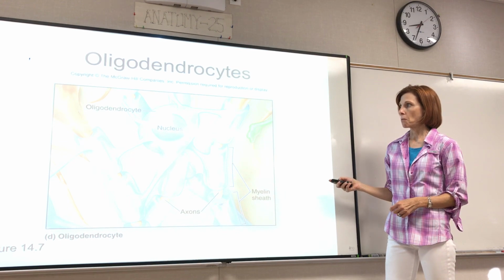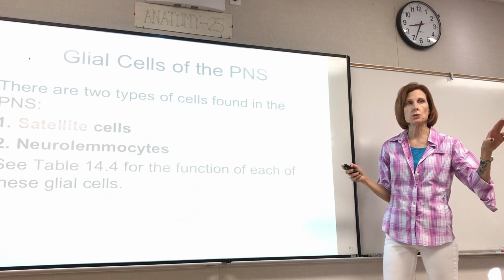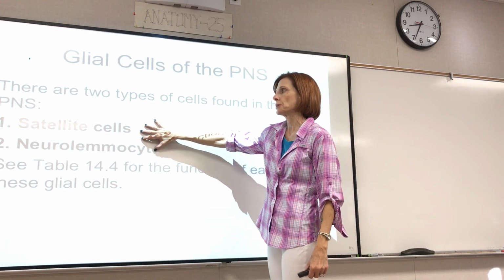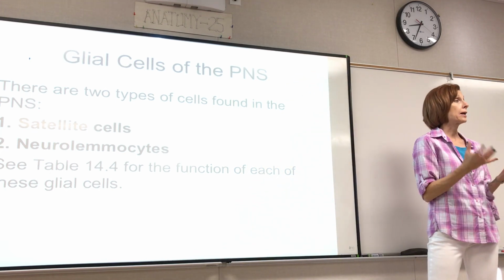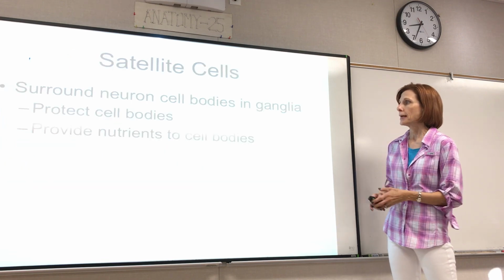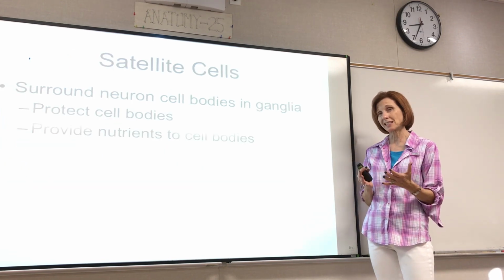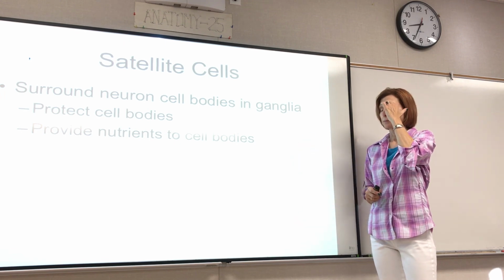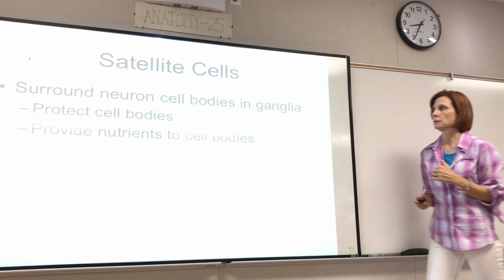Okay, so these are the types in the CNS. Let's talk about the two types in the peripheral nervous system. There are only these two types of neuroglial cells in the PNS. First of all, satellite cells surround neuron cell bodies in the peripheral nervous system. And so they not only protect the neuron cell bodies, but they provide nutrients to them. And we will take a look at that.